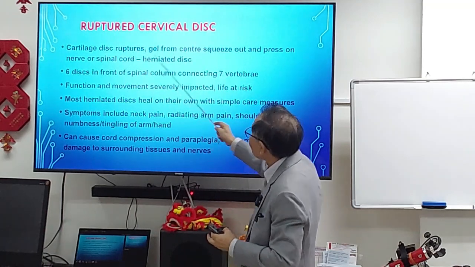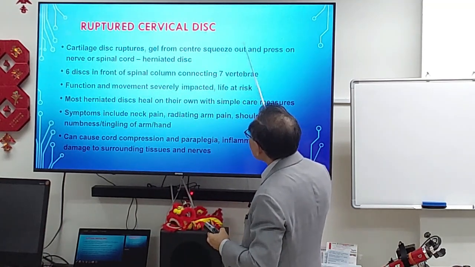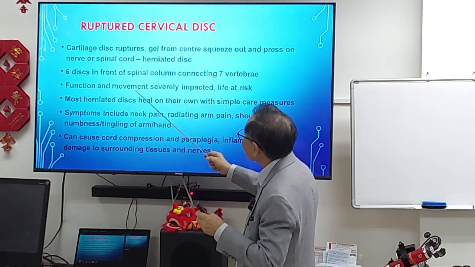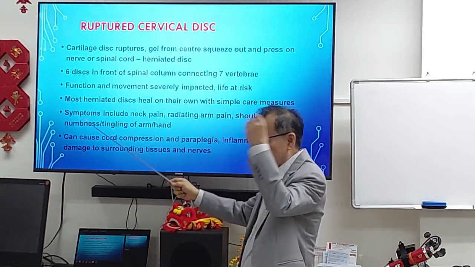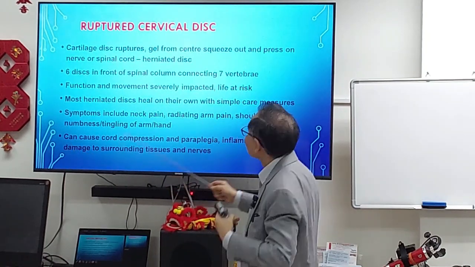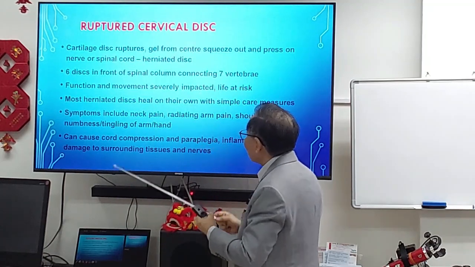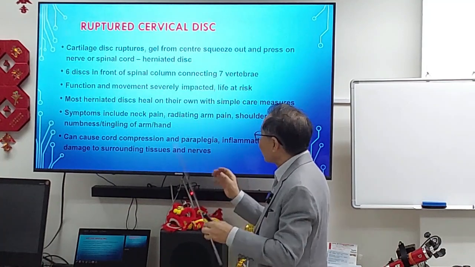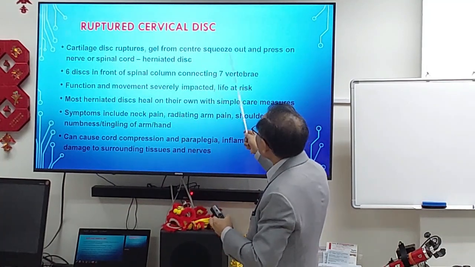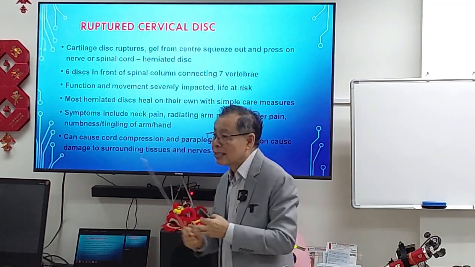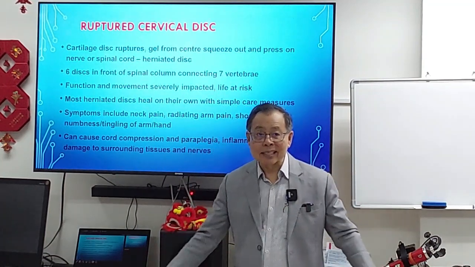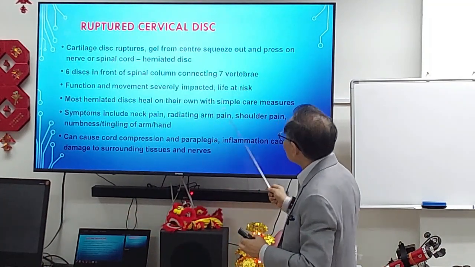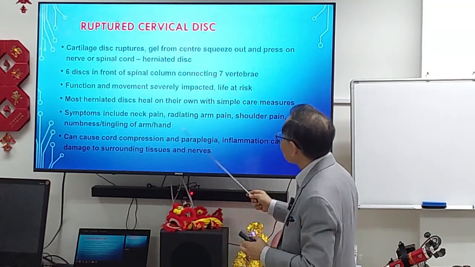Because your cartilage ruptures, the gel that is in the disc presses on the nerve and the spinal cord. There are 6 discs in your cervical column. You cannot function, you cannot move. Life is at risk. Your life is at risk because if you press on your spinal cord, you will end up with paralysis of both your hands and legs. Total body paralysis. If you press on the nerve, you will get pain in your hands.